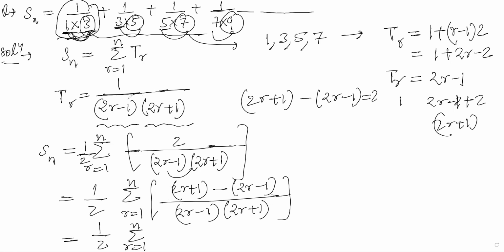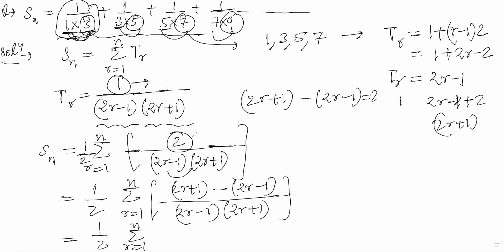Okay. So the difference between these two terms is 2, right? In the previous case, the difference was 1. So what we did is, we just wrote that 1 as the difference between those two terms. But in this case, the difference is 2. I already talked about using difference to solve the series. So we are multiplying this series by 2 and also dividing the series by 2 so that we can get this difference in the numerator.